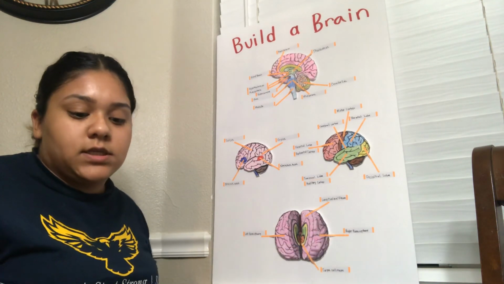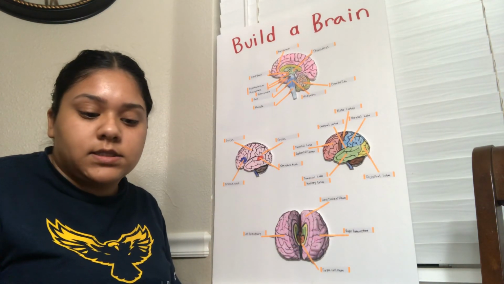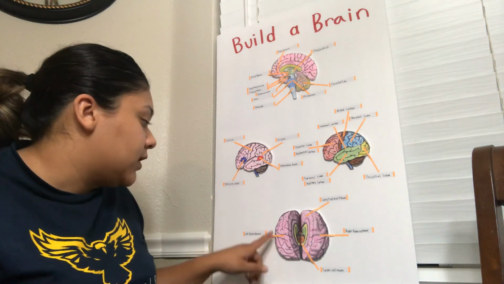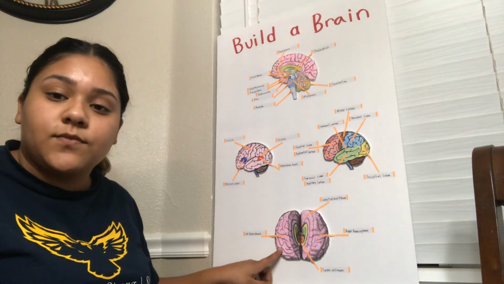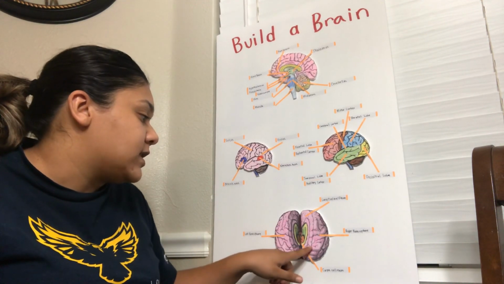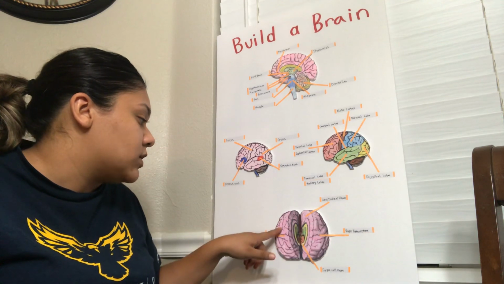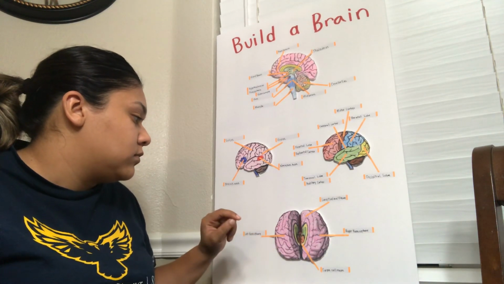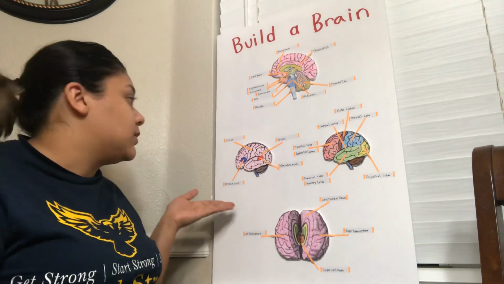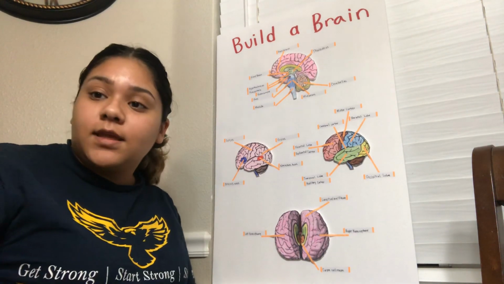The right hemisphere's function is some creative functions that it has. But the left hemisphere controls the right side, and the right hemisphere controls the left. If that makes sense. But yeah, this is the Build a Brain model. Thank you guys.